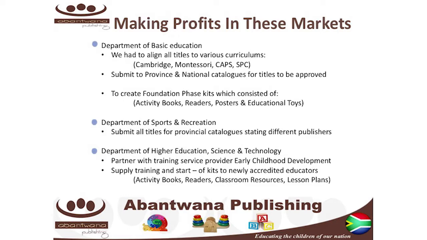We then went to the Department of Sports and Recreation. If you remember my previous slide, the Sports and Recreation focuses on school libraries. The beauty of Sports and Recreation is that because they're not aligned to the curriculum, we were able to directly put through our books. So with that, we approached the other publishers that we had worked with, and then we submitted, as Abantwana, those titles on their behalf also. So this kept the relationship amongst the publishers, because now we're able to market other publishers and market ourselves and still be able to create a revenue stream for all the publishers involved.